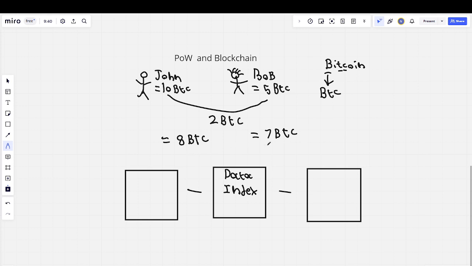So the final balances of each will also be recorded. In this case, John had 8 Bitcoin, as I just mentioned, and Bob had 7 Bitcoin, as he gained 2 after the transaction was made. So, that's all recorded inside of the data.